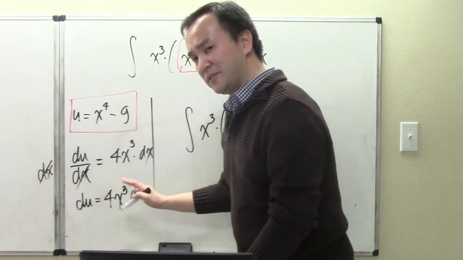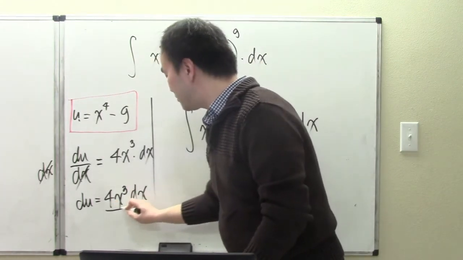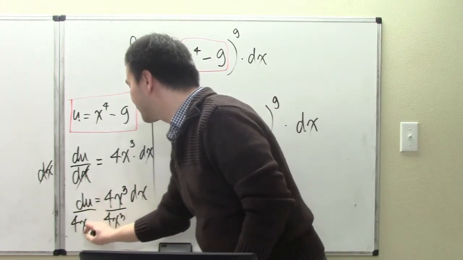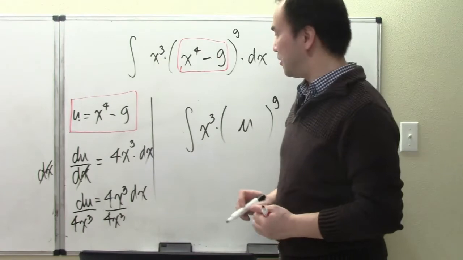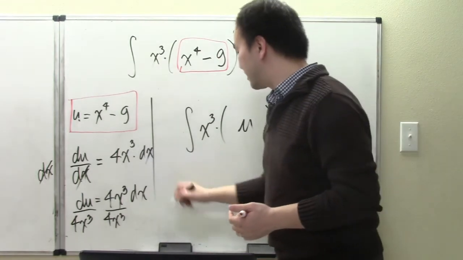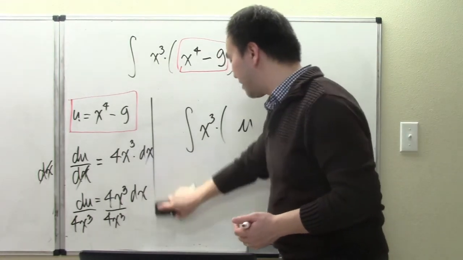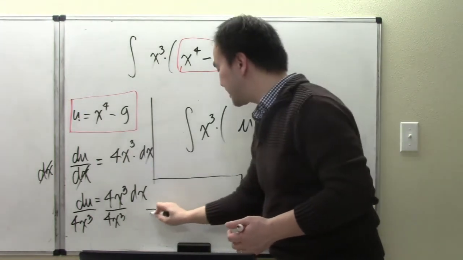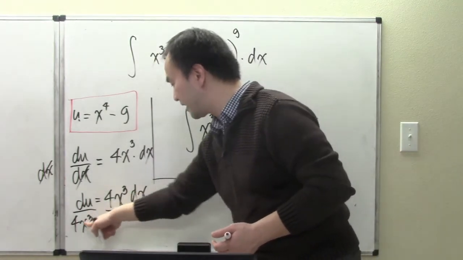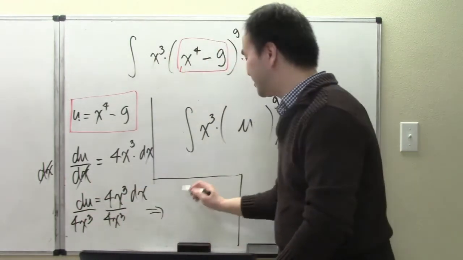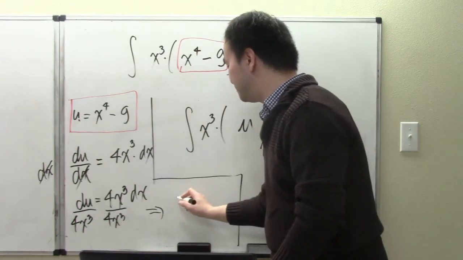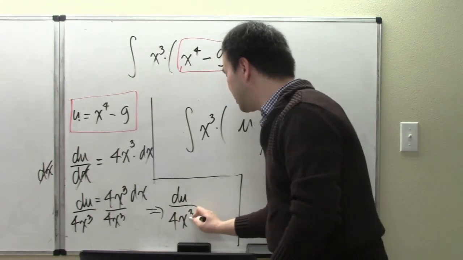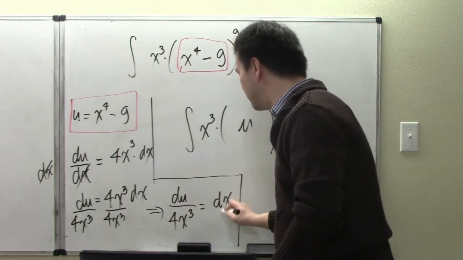And now I'm going to go one step further. I'm going to divide both sides here by 4x cubed. I am running a little short of space here, so my next step I'm writing down here. Dividing 4x cubed from both sides, this is what I end up with. I have now turned my expression into du over 4x cubed equals the differential dx.